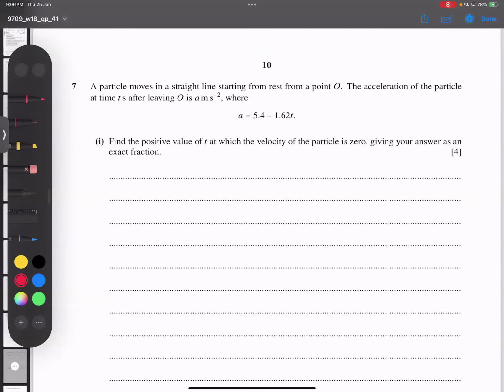Rahim. October 1841 variant, question number 7. He said particles start to move in straight lines, starting from rest from O. Whenever the word rest comes, students, rest means velocity is zero. So the data that comes from here is: when time is zero, velocity is zero, and S is zero. I mean distance traveled is zero.